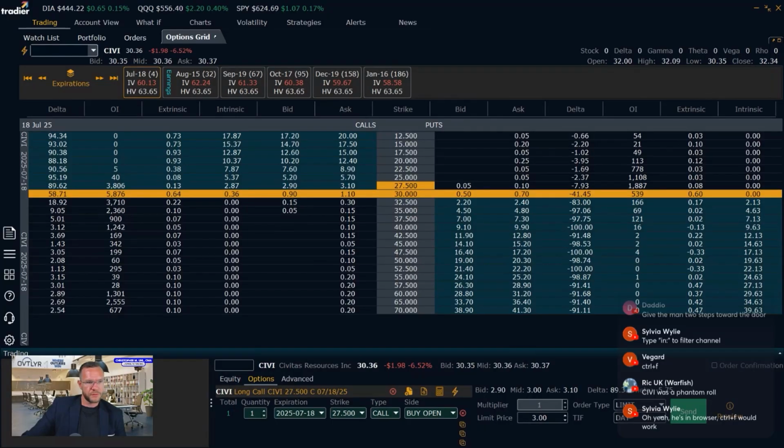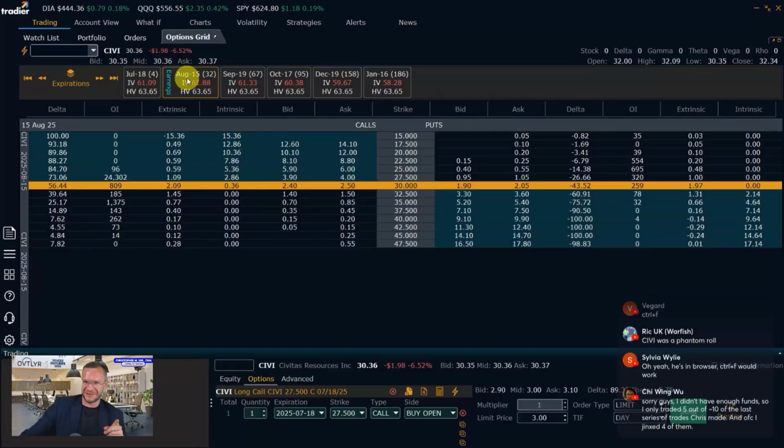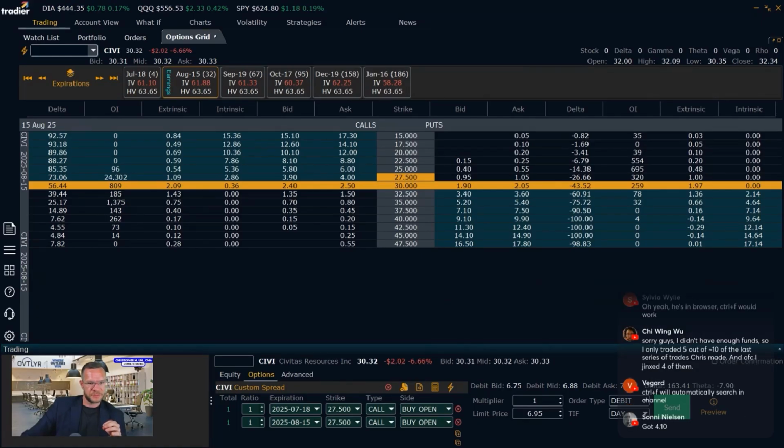Wait a minute. Why is it trying to do $4? 27.5. Hold tight. I think I messed something up. That's weird. On this screen, 27.5, August 15th, shows $4. On this screen, the 27, oh, I was going to say, that's not right. 27.5 shows $3. Something's not right here. Okay, there we go. 27.5 in August. Okay, that makes more sense. All right, close full position.